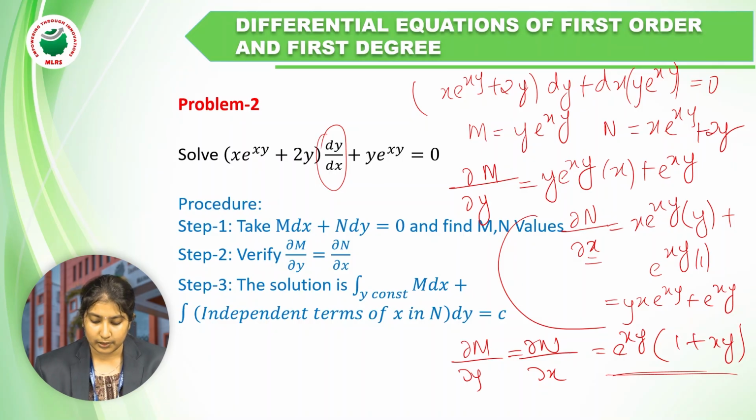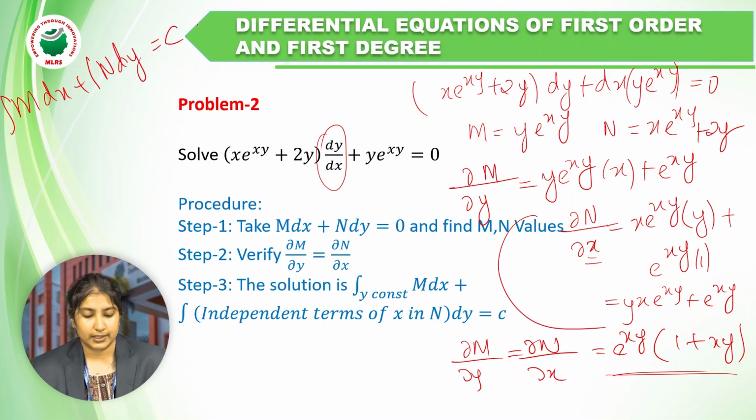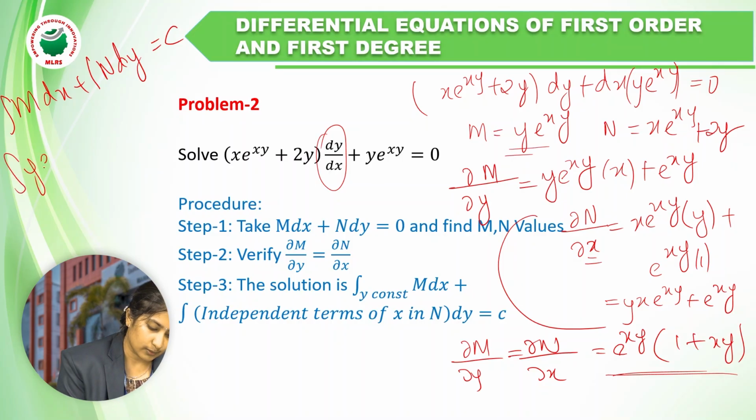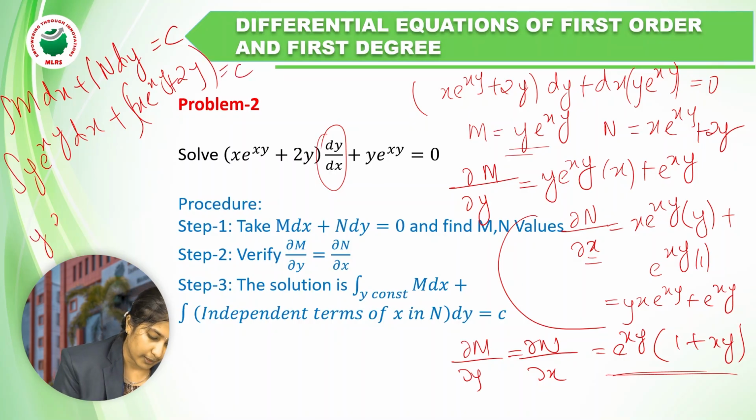Now we have to find the solution again. The solution is given by integral of M dx plus integral of N dy equal to c. In M, y is constant, and in N, only those terms of N which are independent of x. So where is my M? What did I say here? y is constant, so we will throw y outside. Next, integral of N. N is x e power xy plus 2y equal to c. So putting y out, y into e power xy by y. y is constant here.